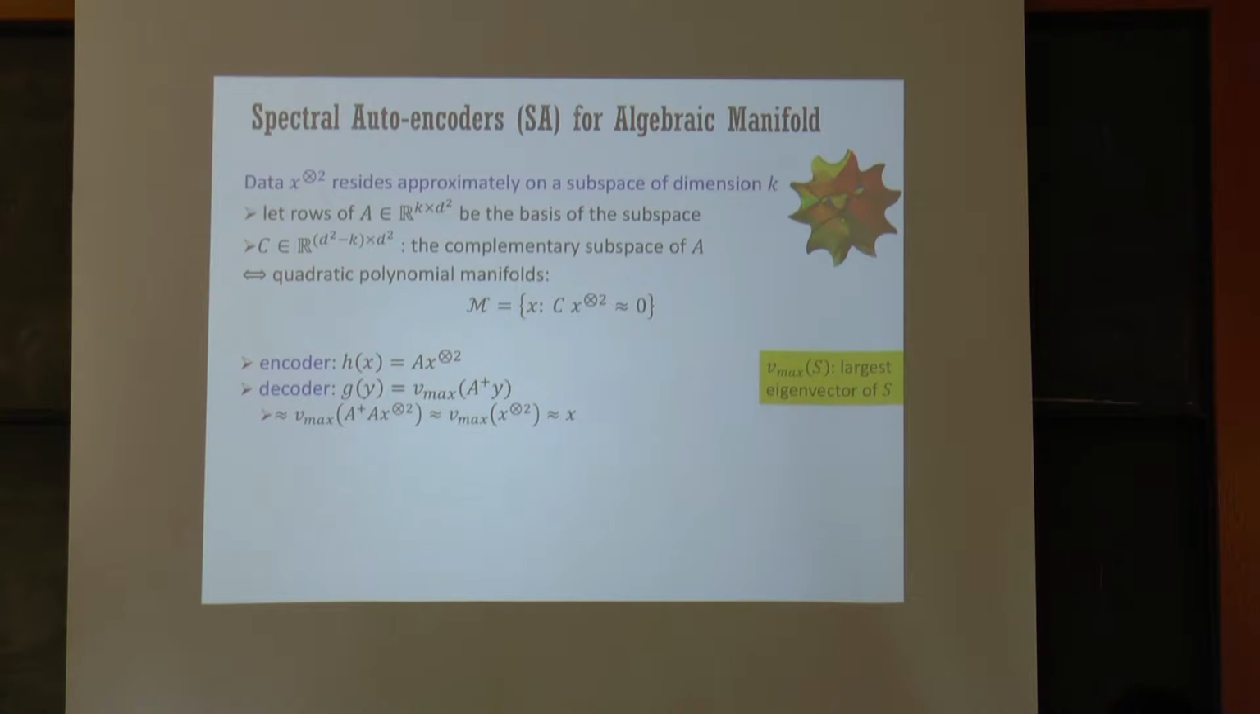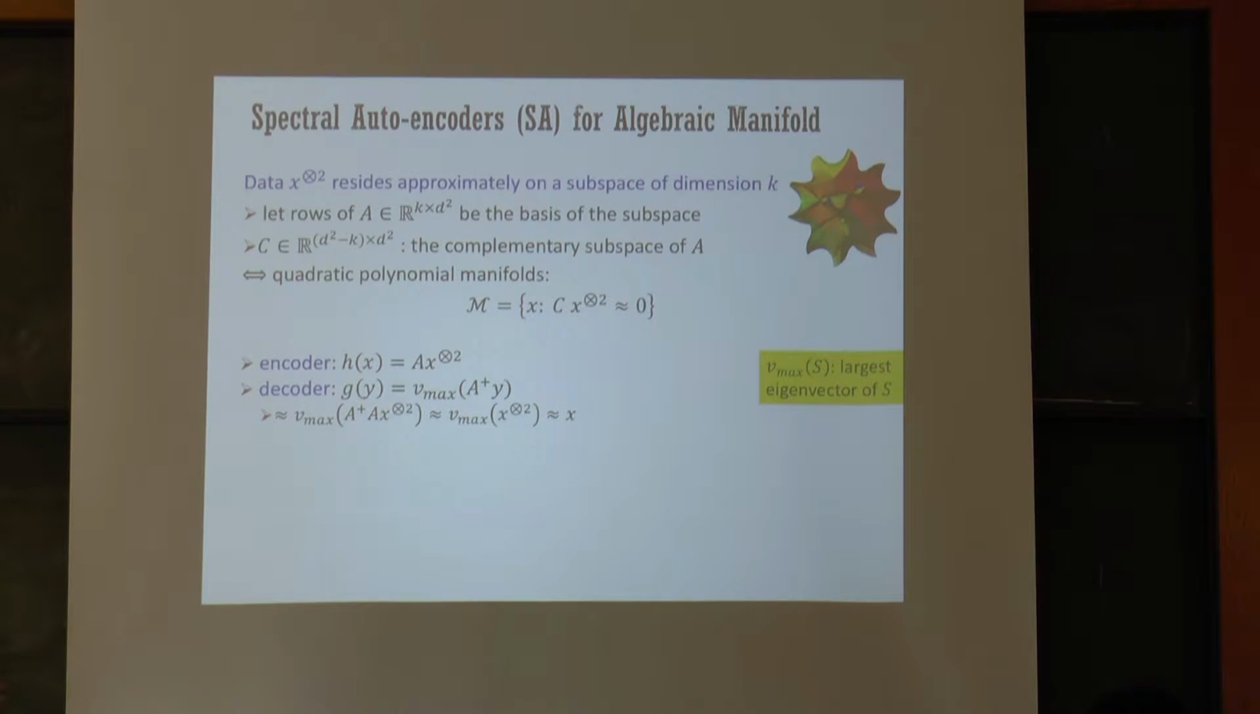Vmax is the largest eigenvector of S. To see this, we have A times x to the tensor power 2. This is the encoding, and we multiply this by the pseudo inverse. Because x is close to the subspace, A pseudo inverse A is just projection to the subspace. That's why these three things together are approximately x to the tensor power 2 itself.